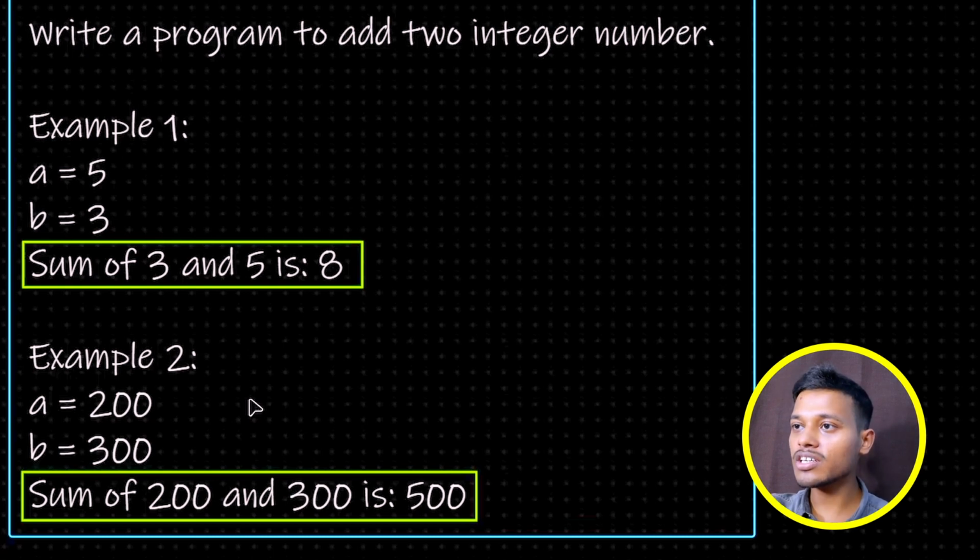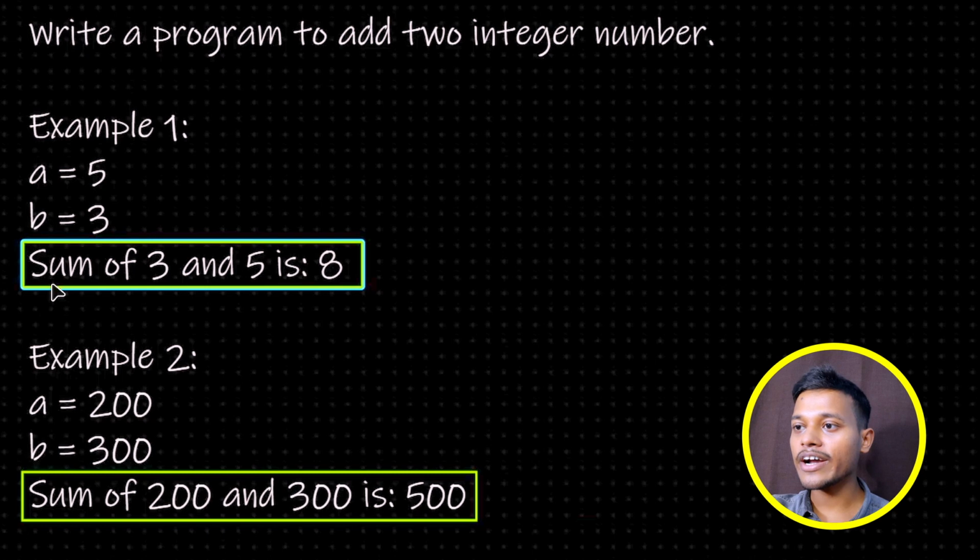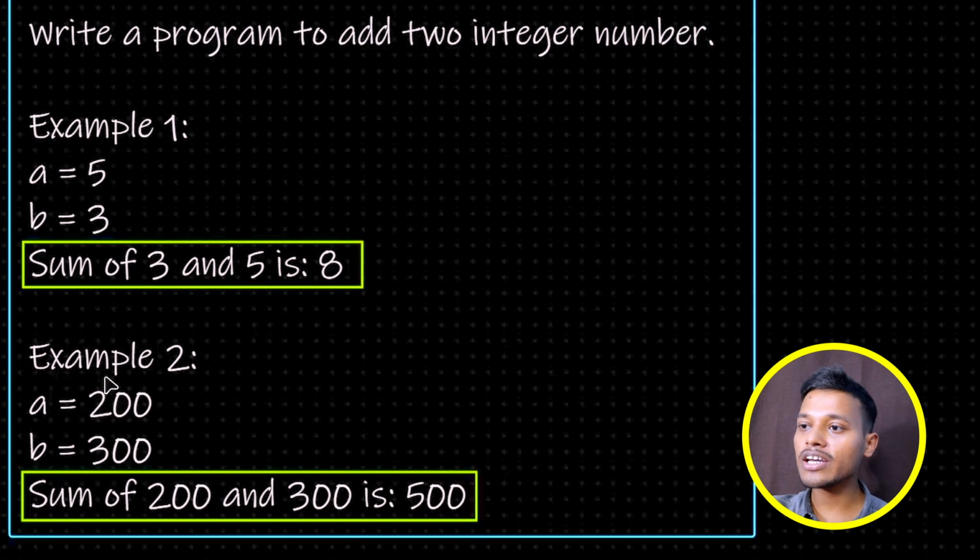So as you can see here, in example 1 I have assigned 5 to a variable and 3 to b. If we add these two numbers, the result is 8. In the second example, I have taken 200 and assigned it to a, and 300 to b. If we add these two values, of course the result will be 500.